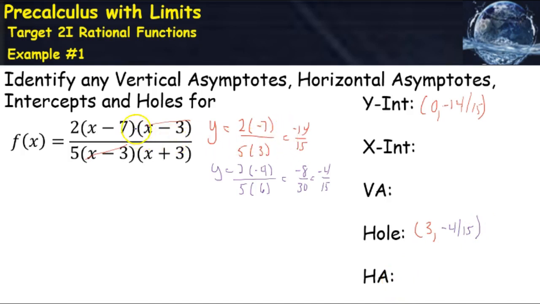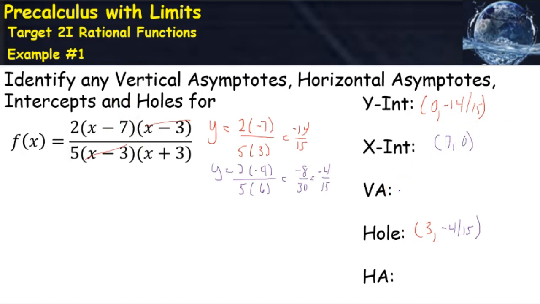Okay, my x-intercept is a factor on top that's not a hole. So x minus 3 is a hole. The factor on top is x minus 7. When I set that equal to 0, I get x equals 7. So my x-intercept is 7, 0.